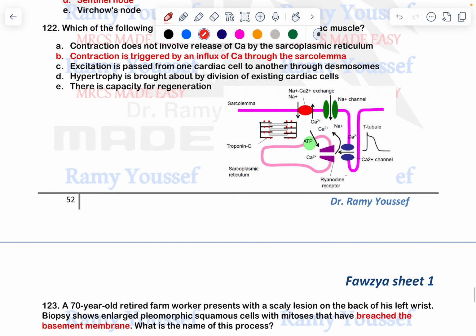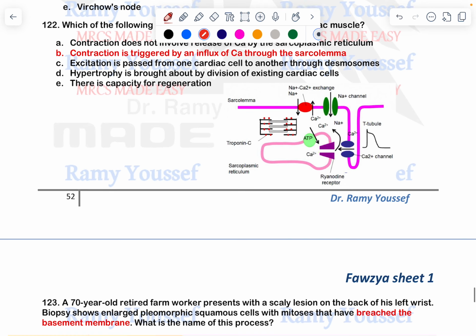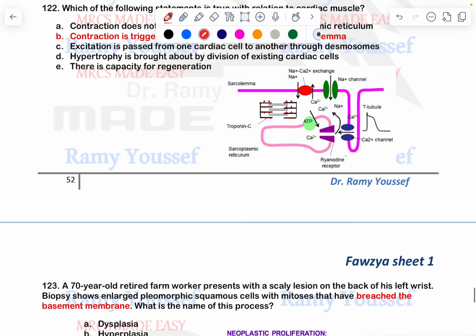A 70-year-old retired worker has a scaly lesion on the back of the left wrist. Biopsy shows enlarged pleomorphic cells, squamous carcinoma. Mitosis has breached the basement membrane. The name of the process is carcinoma, squamous cell carcinoma. This is neoplasia.